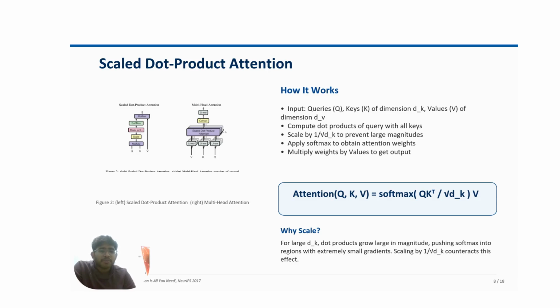The dot product between queries and keys gives a measure of similarity, but when the dimensionality is large, these values can become very large, leading to unstable gradients. To address this problem, the dot product is scaled by the square root of the key dimension. This ensures that the softmax function operates in a stable range. The result is a set of attention weights that indicate the importance of each token relative to others.